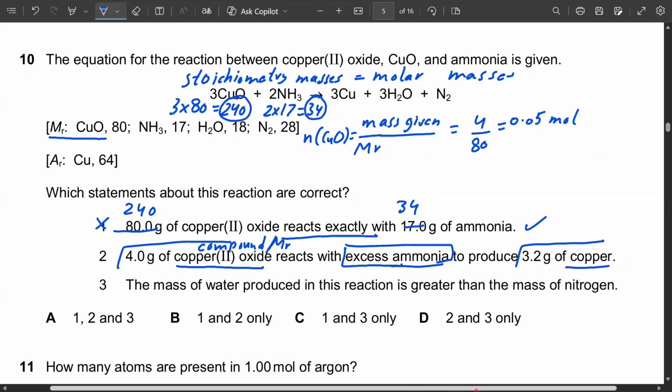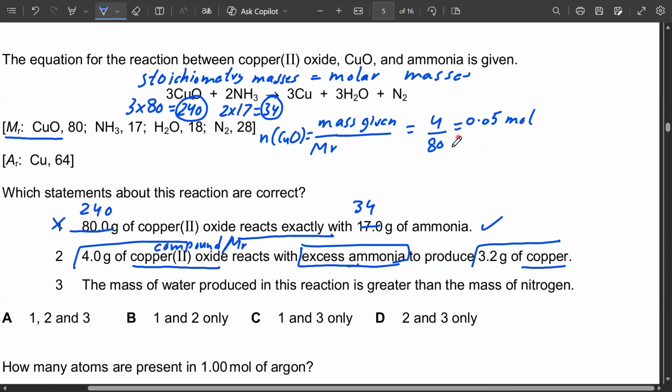And then the second substance is copper. So for copper, we do the same. Number of moles of the copper is equal to its mass divided by its AR value. Now this time you will use its AR value, which is given in the question, 64.